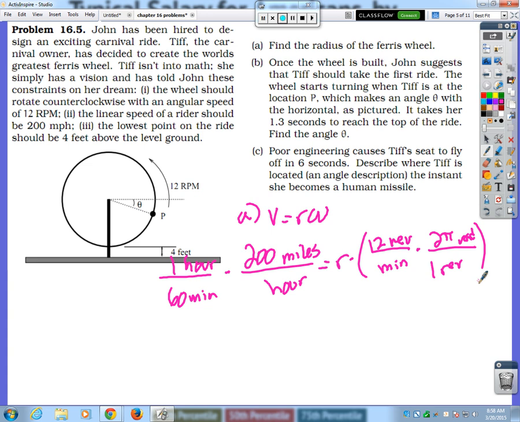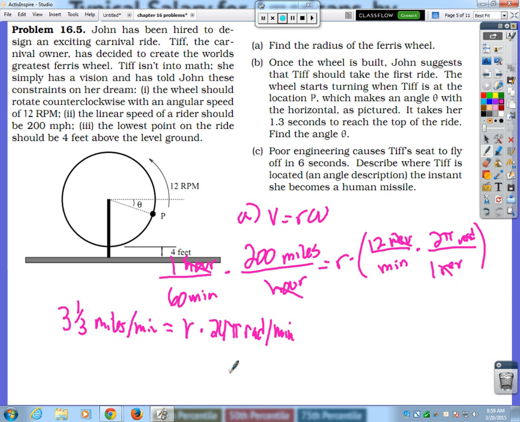Okay, so over here, if I go 200 divided by 60, 3.3 repeating. So that means that we're going 3 point, wait a minute, 200 miles per hour, is that right? Oh, okay, sorry, I just got that. I was confused why we got a smaller answer, but I'm back now. So that's going to equal the radius times, these revolutions will cancel, 24 pi radians per minute, okay?